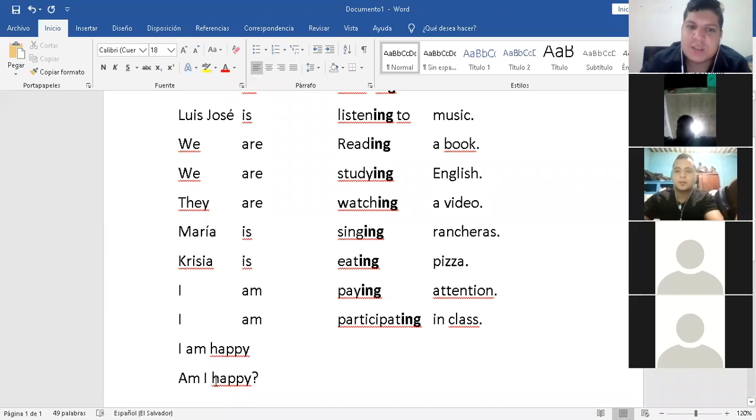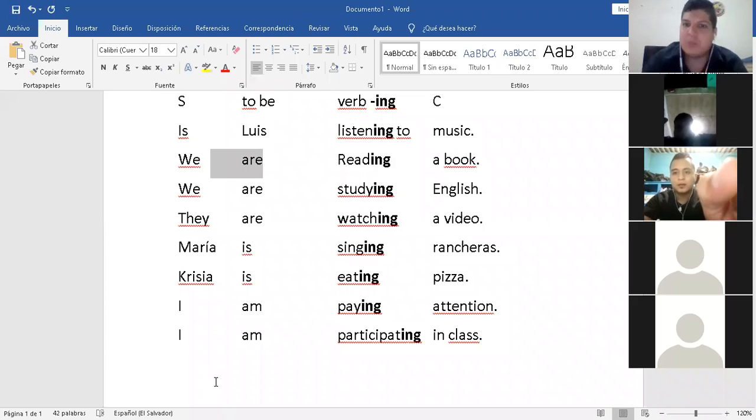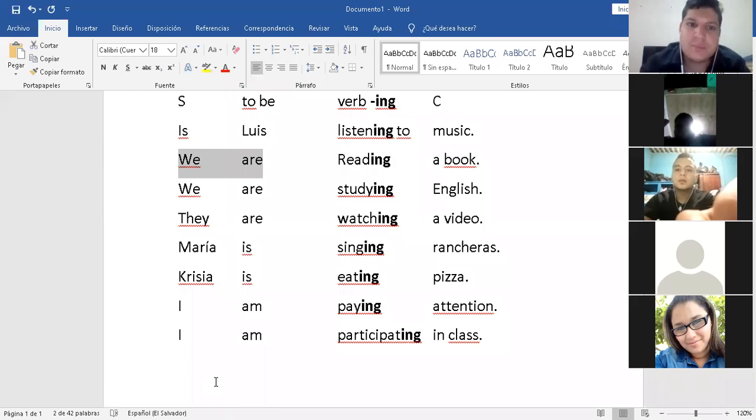Verbo to be, sujeto. En este tense vamos a hacer exactamente lo mismo. So, en vez de decir, Luis está escuchando música, le vamos a dar vuelta. ¿Cómo creen que es la pregunta? Is Luis listening to music? Eso fue todo. Le dimos vuelta a la columna, pasamos el sujeto donde estaba el to be y viceversa. Estamos leyendo un libro, afirmación, en pregunta. Are we reading a book?